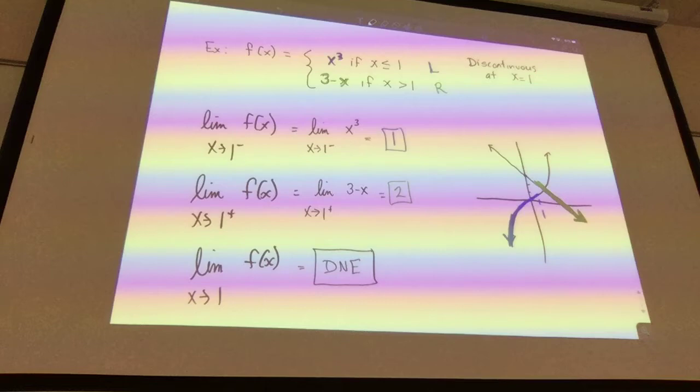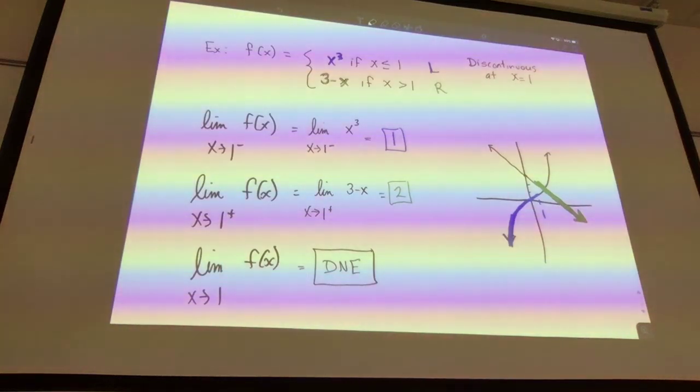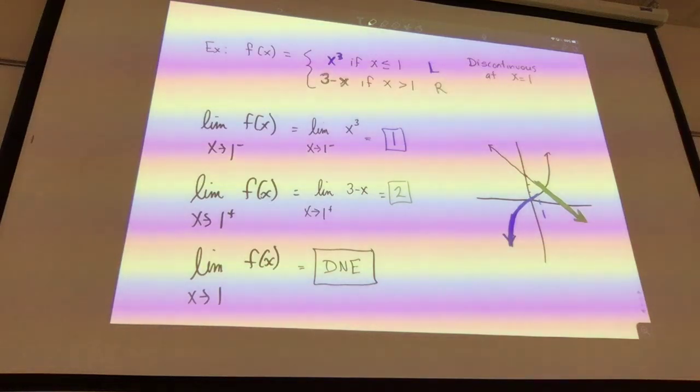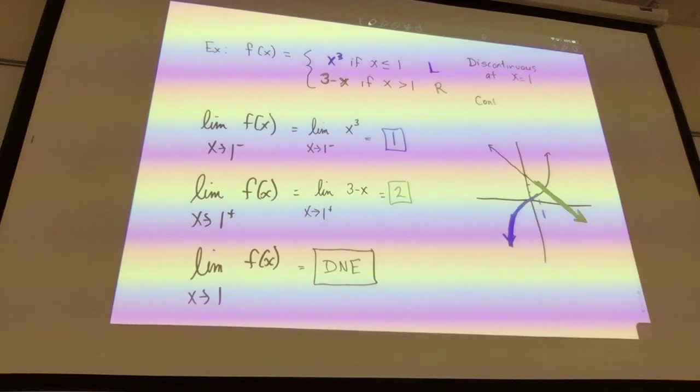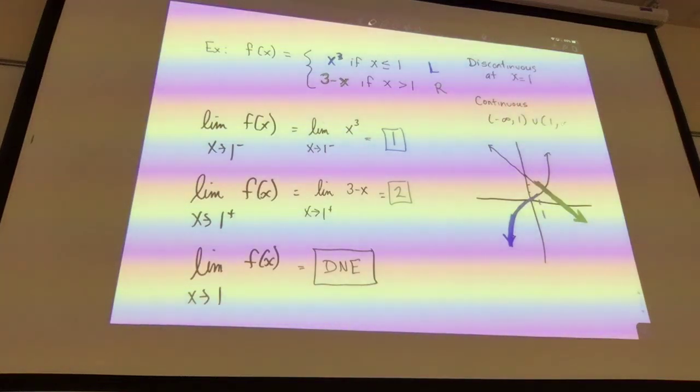So what if I ask you, where is this function continuous? Because you will have one on your test like this as well. I'll give you a piecewise function, and I'll say, where is this function continuous? Negative infinity to 1. Good. Then 1 to infinity. So we would say continuous on negative infinity to 1, parenthesis, 1 to infinity.